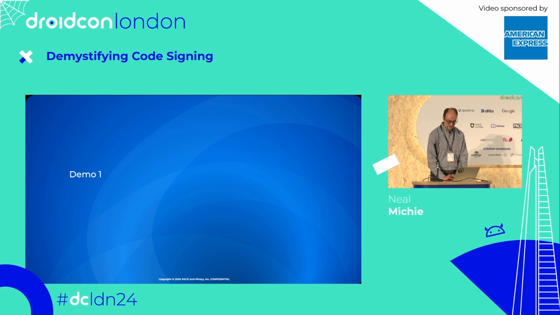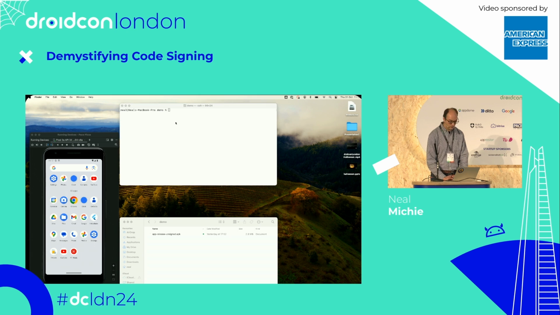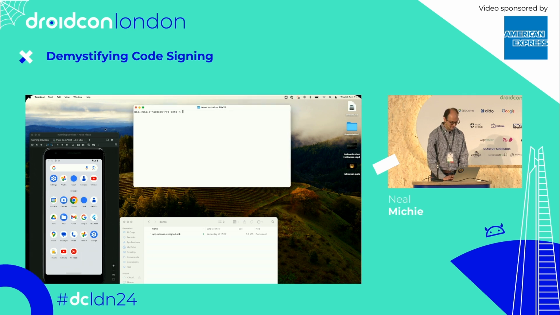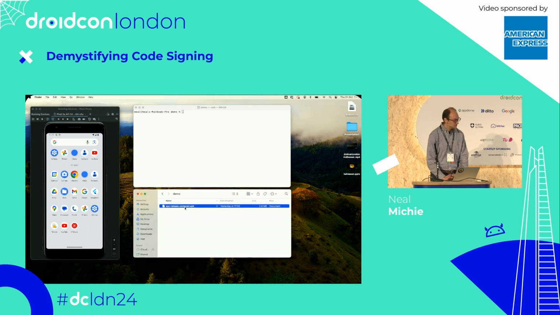Hopefully you can see that. It's a little bit smaller here, right? So down the bottom, I have an APK. This is an unsigned application. If I try and install it on a phone or into the emulator, the behavior is the same. Nothing happens. It just ignores it.